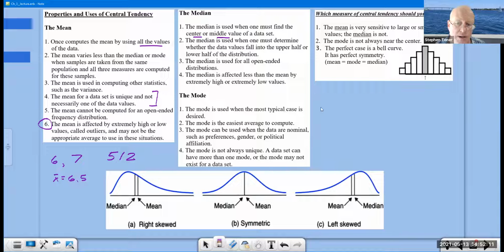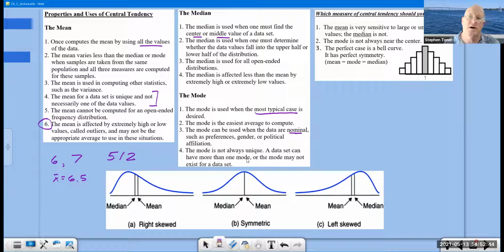Now, the mode is used when you're trying to find the most typical case. It's the easiest to compute, as you know. The mode will be used when the data are nominal. Okay, you have category names when we're dealing with preferences such as gender and political opinion. We will not be using nominal data and qualitative data much in this class at all. And the mode is not always unique. We've talked about having a multimodal or bimodal data set.